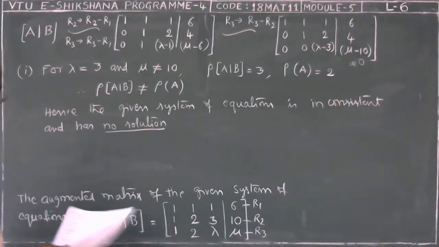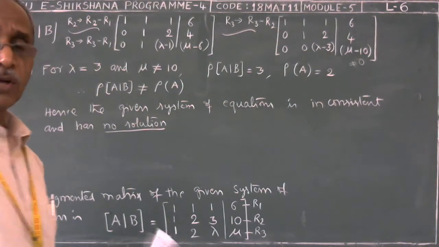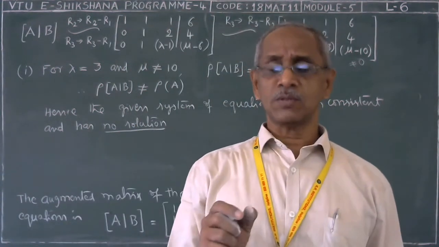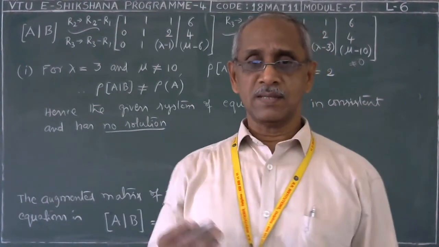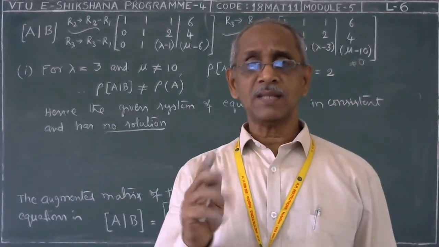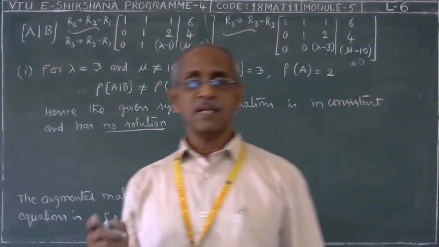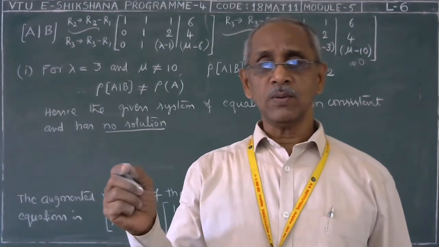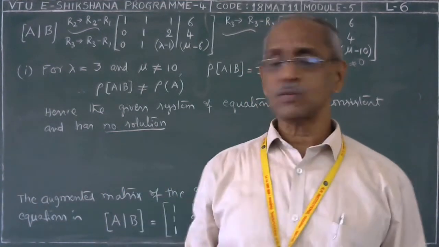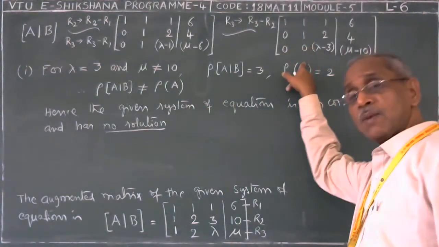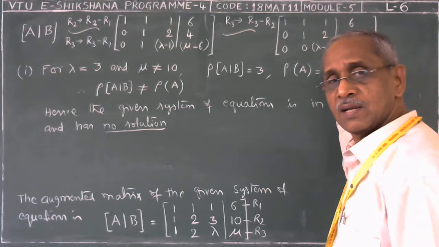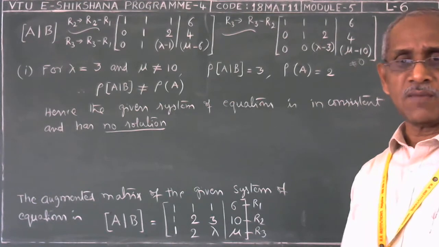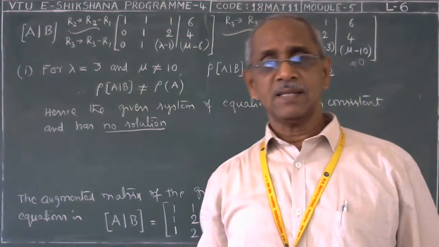So let me answer the second question: unique solution. We know the condition. First of all, the system should be consistent to have one or more solutions. That means the rank of the augmented matrix should be equal to the rank of the coefficient matrix. In particular, for a unique solution, both must be equal to the number of unknowns, which is 3. Then the system of equations is consistent and has a unique solution.